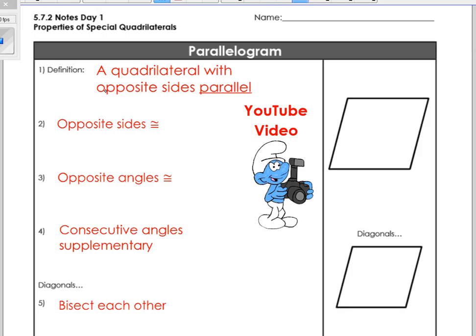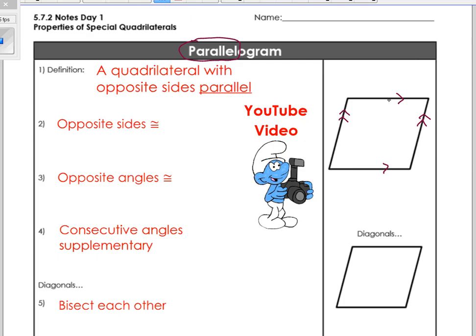Okay, so the definition of a parallelogram is very simple. It is that you have a four-sided figure, so a quadrilateral, that has opposite sides parallel. If you have a figure with opposite sides parallel, we call it a parallelogram. And because it's a parallelogram, you get 1, 2, 3, 4 additional properties. Let's label the diagram and show that it's parallel. So in order to show parallel, we show that this side is parallel to this side, and then we show that this side is parallel to this side. If you guys remember, those are the symbols for parallel.